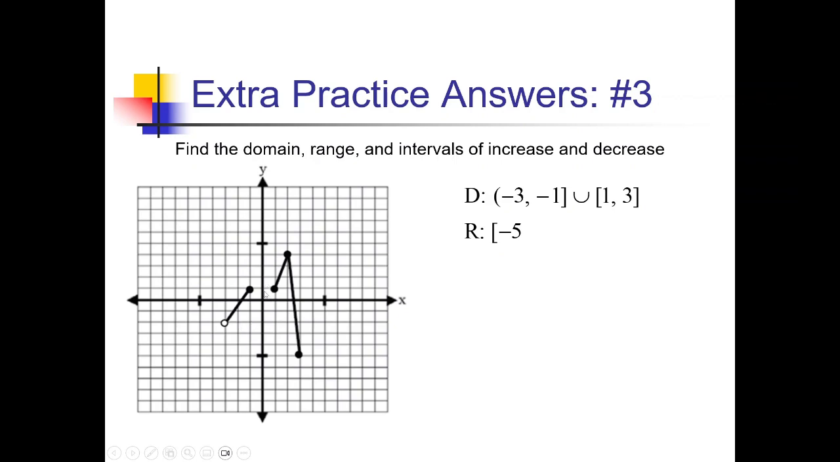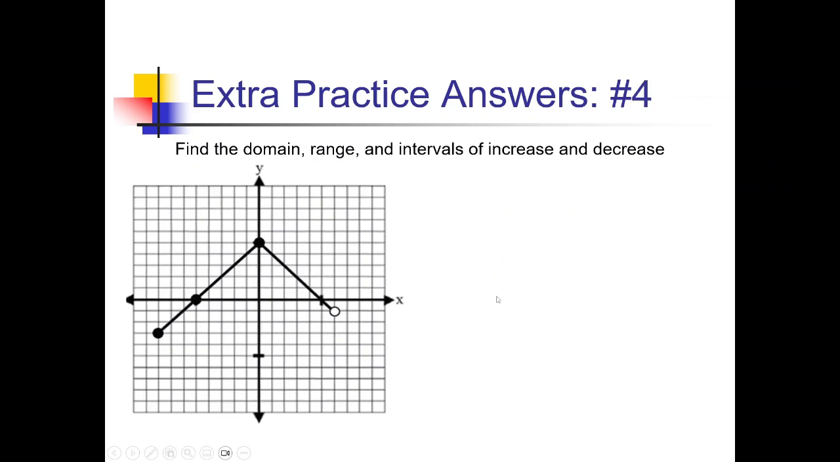And this gap in the graph also doesn't affect us because there's no vertical gap. Everything is covered vertically between -5 and up here at +4. So we'll just do +4 bracket, and that's the range. For increase, we're increasing here between -3 and -1, and also here between +1 and +2. So we'll have a little union in there to hold all that together. For decreasing, we just have this one little sliver from +2 to +3.